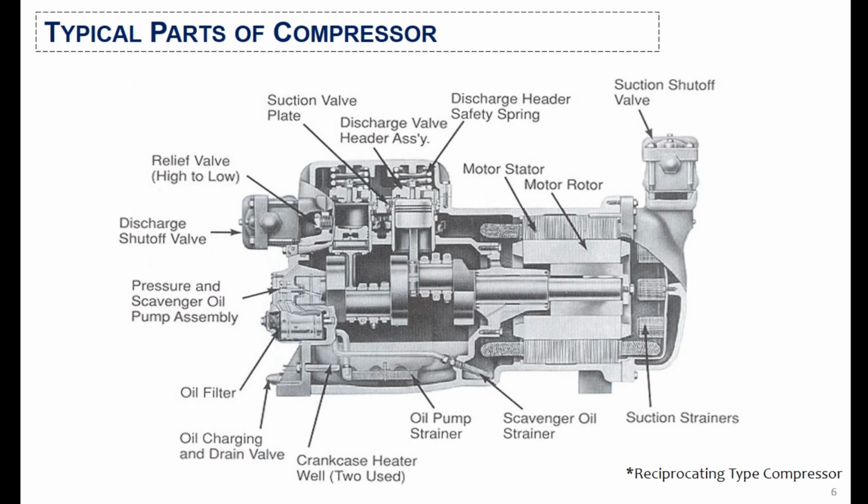These are some typical parts of a reciprocating type compressor. It includes the suction valve and discharge valve, suction strainers, and the relief valve. It also includes the complete oil circuit, which contains the oil filter, oil charging and drain valve, oil pump, and the strainer for the oil.